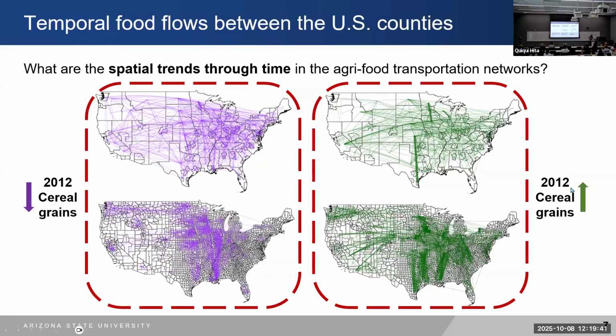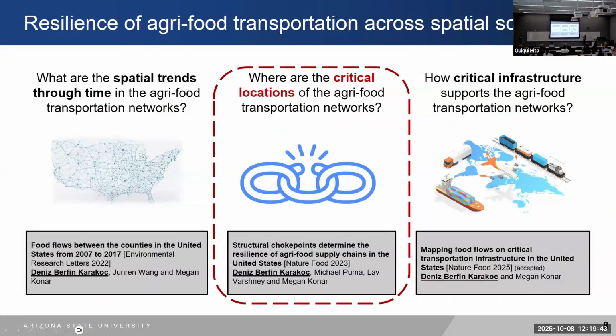Okay, so after we introduced this new network of how food moves between counties in the United States over time, we wanted to see that just looking at this data is not enough. We need to take a closer look, and can we pinpoint where the most critical distribution hubs for our food commodities nationwide are, right? And which brings us to our second research question: where are the critical locations of agri-food transportation networks?